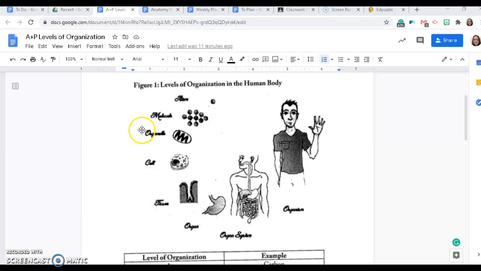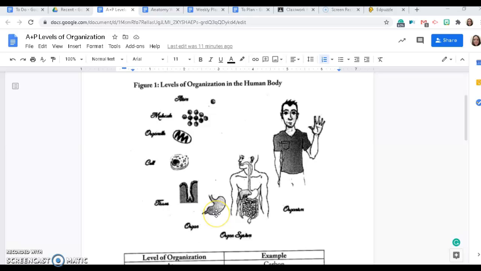So we have this picture here. You can see at the top we have an atom. We take a bunch of atoms together, they form molecules. If you take a bunch of molecules together, they'll form an organelle. If you take organelles together, they'll form cells, and so on and so forth. You take a bunch of cells together, they form tissues.